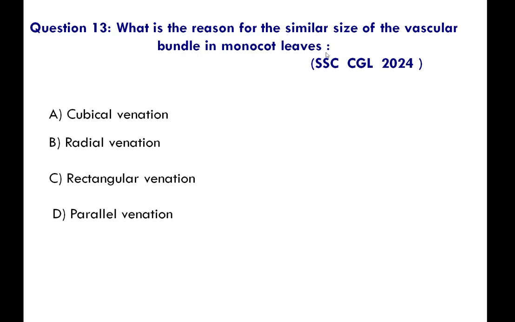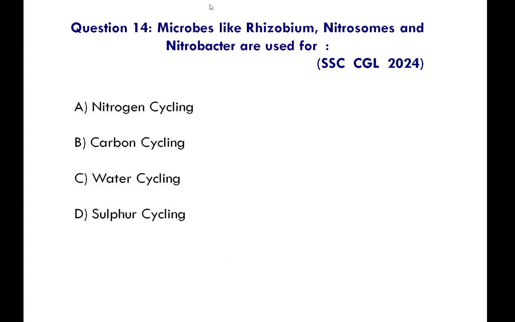What is the reason for the similar size of the vascular bundles in monocot leaves? And the options are cubical venation, radial venation, rectangular venation, or parallel venation. So the correct option is option D, that is parallel venation.